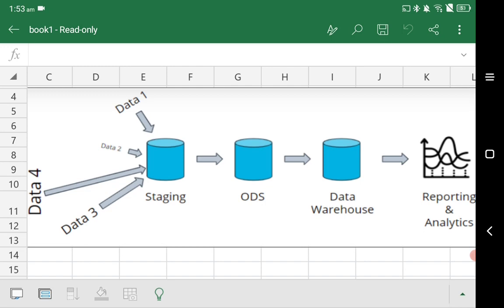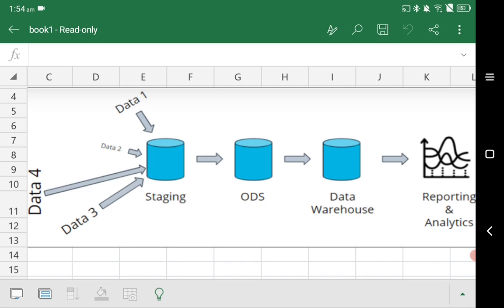And the picture that you see here is a simple data architecture diagram, which consists of three layers: staging, ODS, and data warehouse. The data here, as you see, is sourced from multiple systems into staging, where the data gets cleansed and transformed and further flows into ODS. The data then moves on to data warehouse, and the reporting and analytics is done on top of data warehouse.